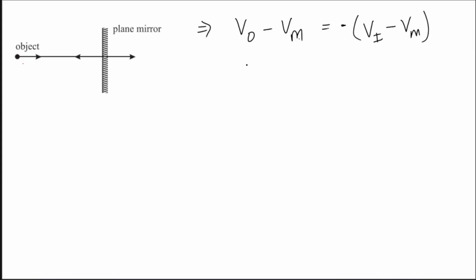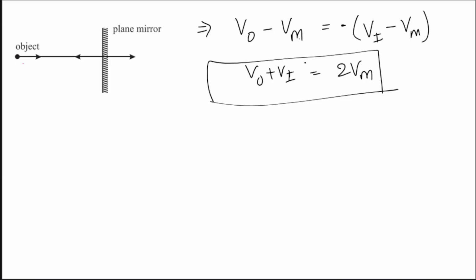So this will give you how much? V naught plus Vi is equal to how much? 2Vm. So this is the relation. You must be knowing this one because you must have done it in your theory part, right?